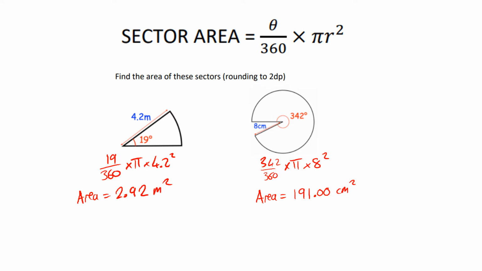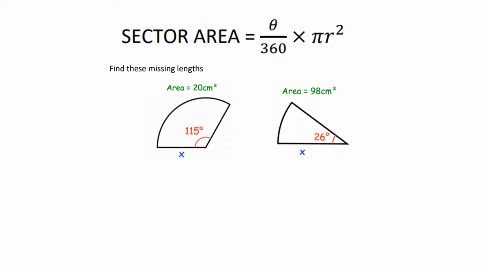Okay, so what else can we do? Well, we could run the formula in reverse. We can use areas that we already know to work out lengths that we don't. So just bear in mind that this x here is the radius of our circle. Let's go through an example here. We write in what we know. So theta is 115 out of 360 times pi, and then we don't really know the radius, so we're just going to have to write x squared there. And that is equal to 20, because we're told the area of that sector is 20.